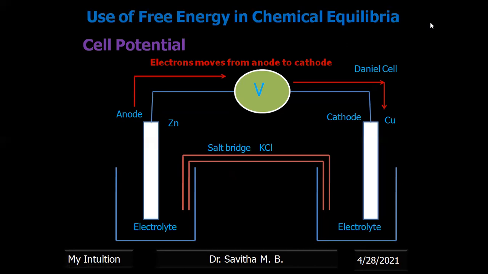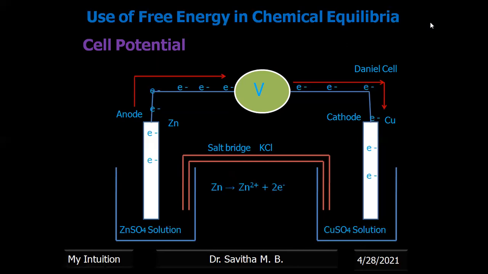The electrons move from anode to cathode. Where are the electrons generated? What reaction leads to the generation of electrons? At the anode, zinc undergoes oxidation to give electrons. The zinc ions are formed and electrons are also released. The electrons enter the external circuit and come to the cathode compartment, whereas the zinc ions dissolve into the solution. You can see a small part of the zinc has been converted into zinc ions, which are dissolved in the solution.